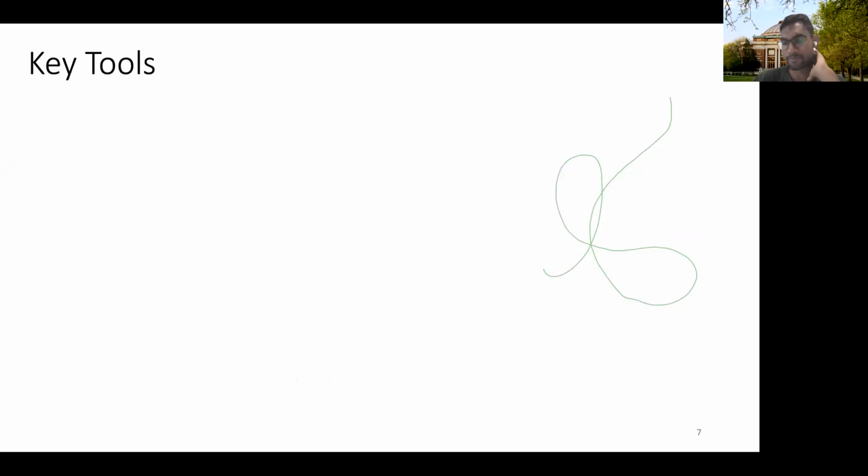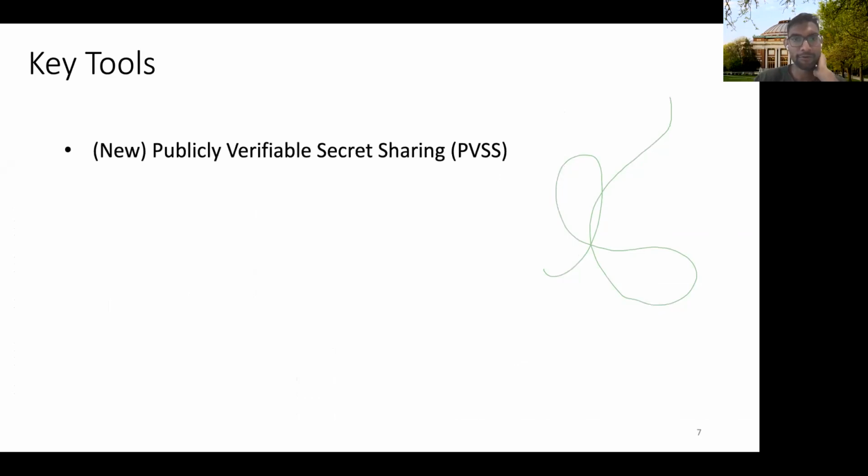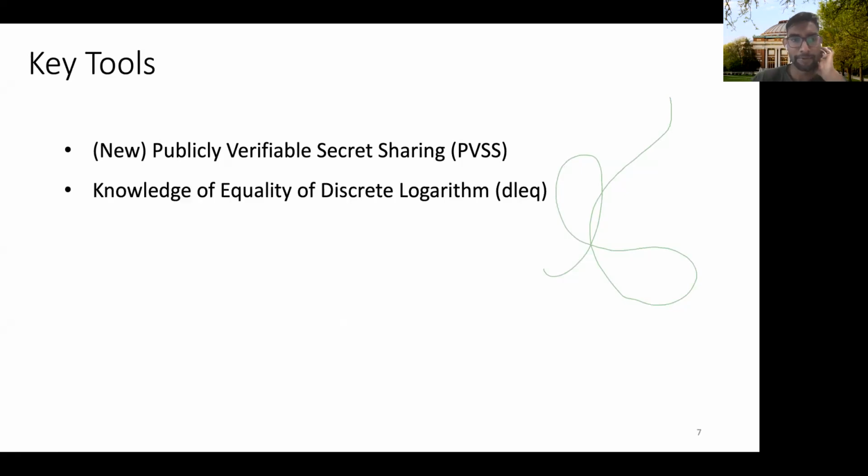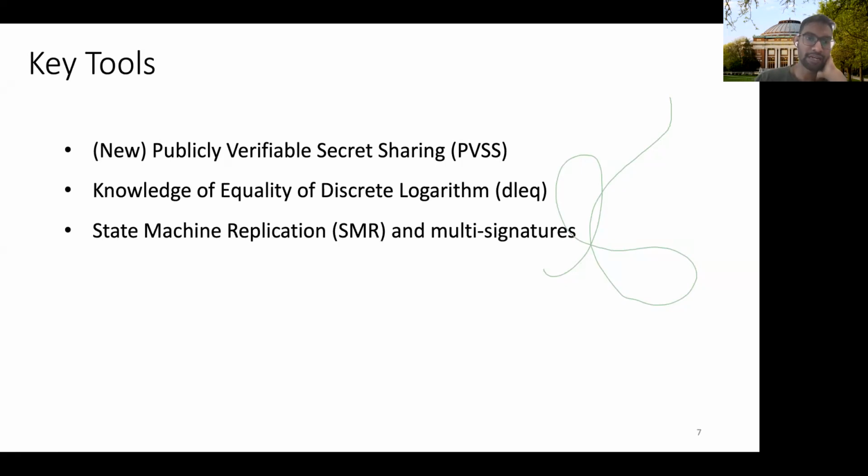From now on, I'll talk about SPURT. There are a few key tools that we use. We use publicly verifiable secret sharing. Our PVSS is based on the PVSS scheme of SCRAPE, but we slightly modify it to make it secure against more standard assumptions than what SCRAPE designed. And we use knowledge of equality of discrete logarithms and state machine replication. State machine replication is another name for blockchain. And we also use a cryptographic multi-signature scheme. So I'll briefly describe most of these primitives.